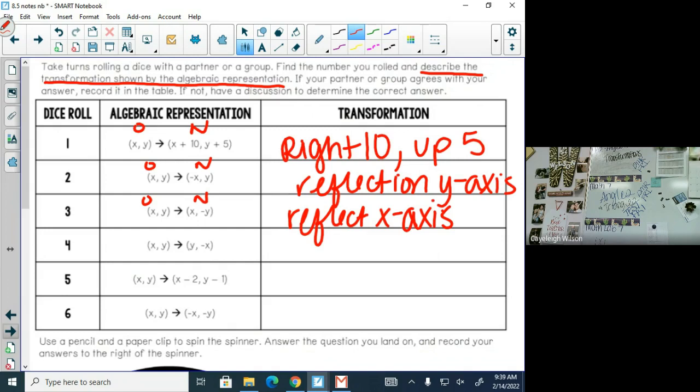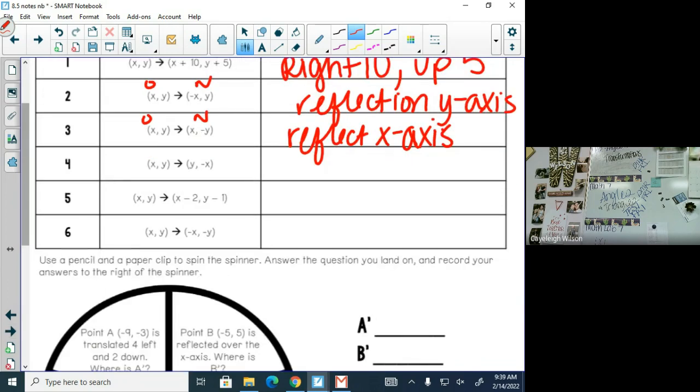All right, a 90 clockwise or a 270 counter. So I'm just putting 90 clock. And it is because look, the X and the Y, they switch places. X became negative. All right, try number 5 on your own. Oh, I was doing number 6. No, well, you can do 5 and 6.